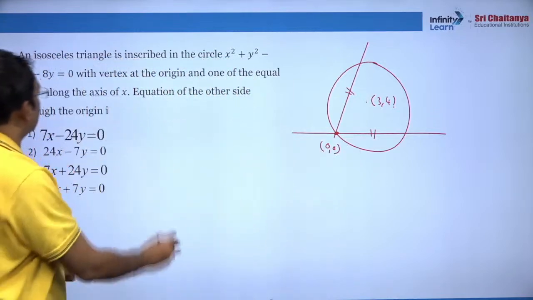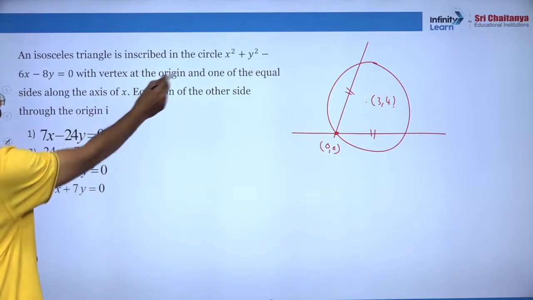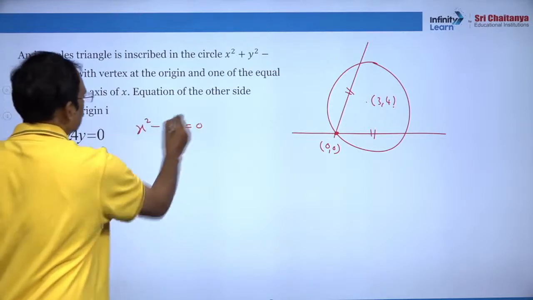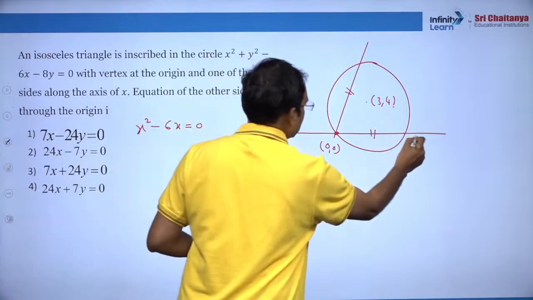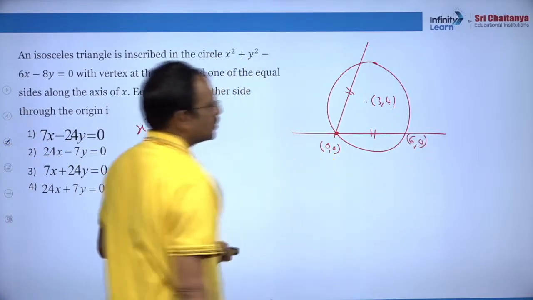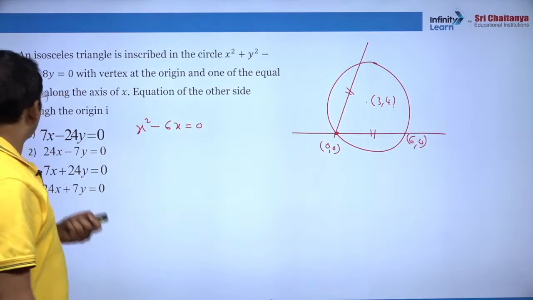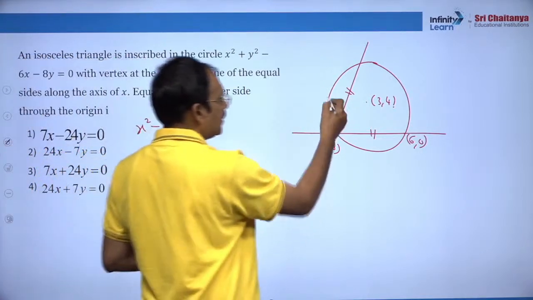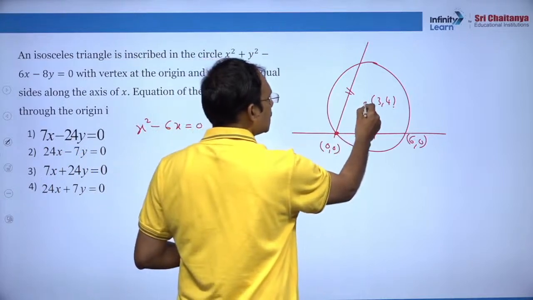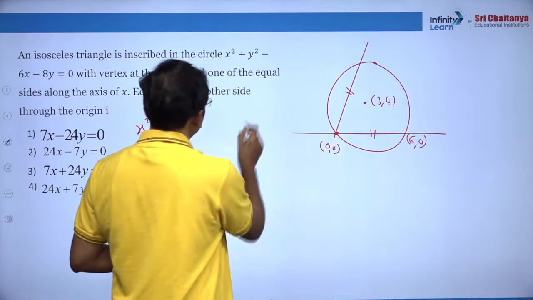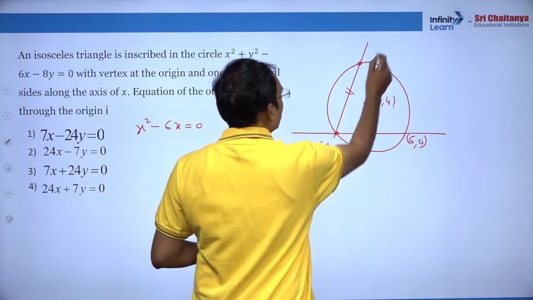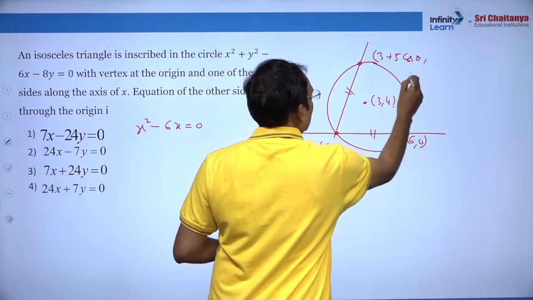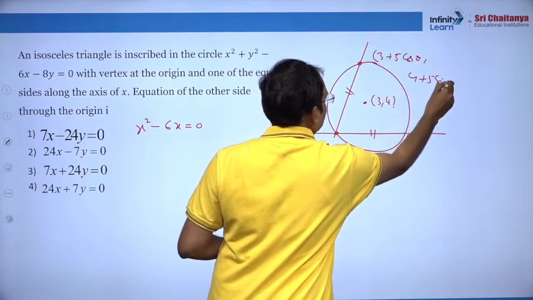This one along the x axis means y is equal to 0, you can put in this equation, you will get x square minus 6x equal to 0, x is 0 or x is 6, so (6, 0) is going to be this point my dear friends. Now, we want the equation of the other side through the origin. Since the center is (3, 4) and radius is also 5, you can write this point like x1 plus r cos theta comma y1 plus r sin theta.